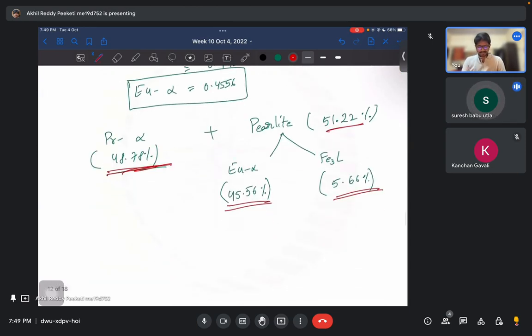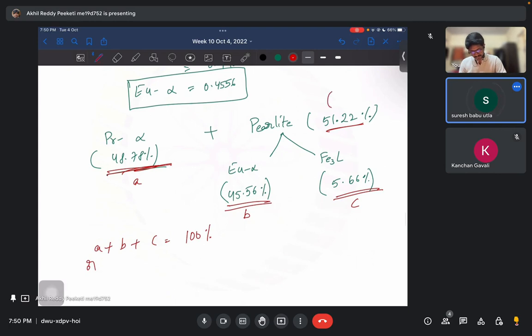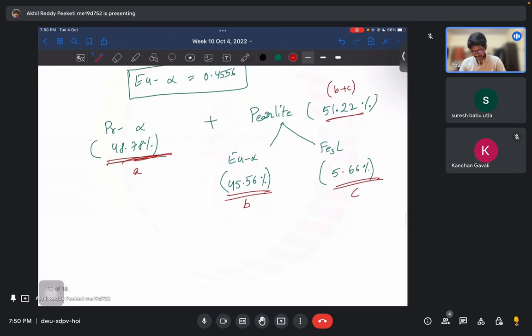Now this is basically B plus C. Now the total alpha is A plus B. And Fe3C, or total you can say, because there is only one Fe3C, that is only C. So in that case, these are all the compositions that exist, all phase mass fractions. If you are asking only pro-eutectoid alpha from the total, 48.78%. If you are asking only eutectoid alpha in the total, 45.56%. If you are asking total cementite, that is 5.66%. If you are asked total pearlite, that is 51.22%, like that.